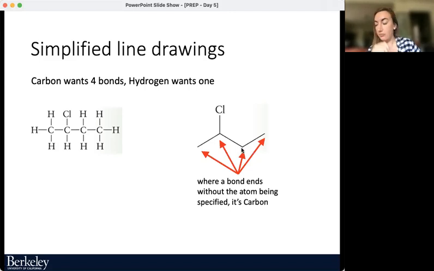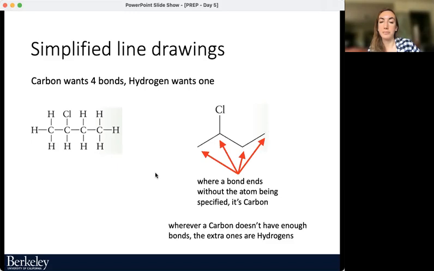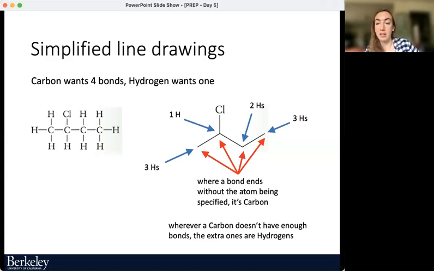This carbon, we've drawn 2 bonds. It needs 2 more, so it must have 2 hydrogens. That's these 2 hydrogens right here. And then our last carbon on the end needs 3 more bonds, so those 3 bonds are hydrogen, and those are these 3 hydrogens right here. So these 2 drawings on the left and the right are representing the same molecule. We're just, by shorthand, leaving off the parts that we know must be there.